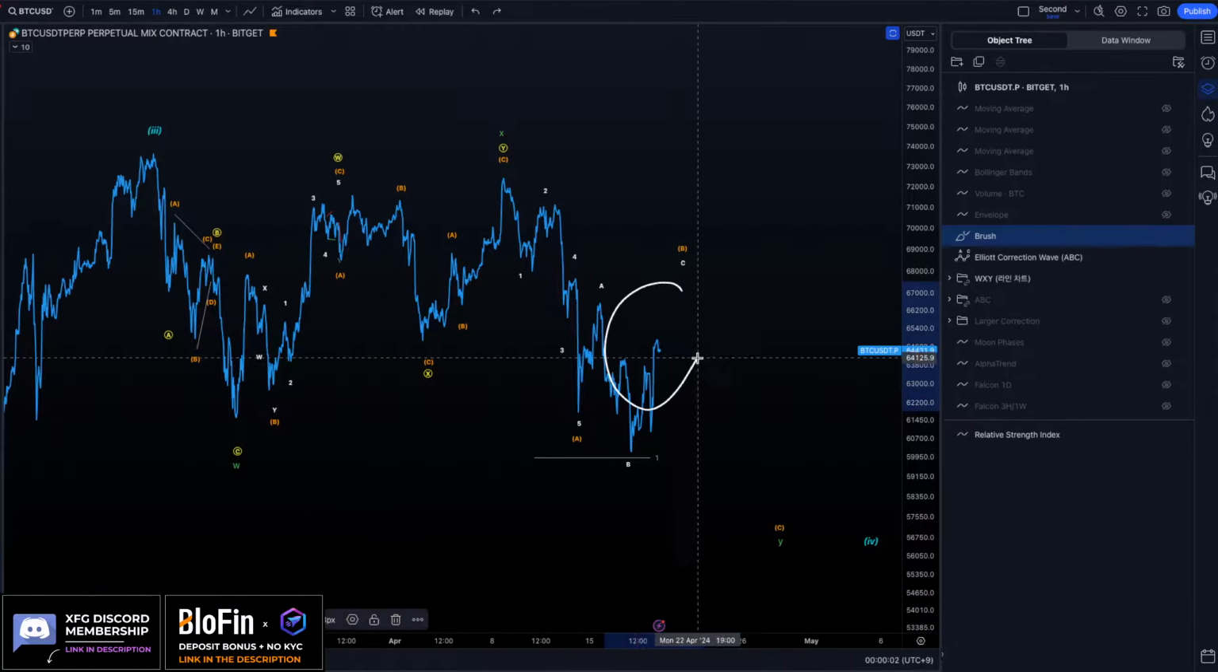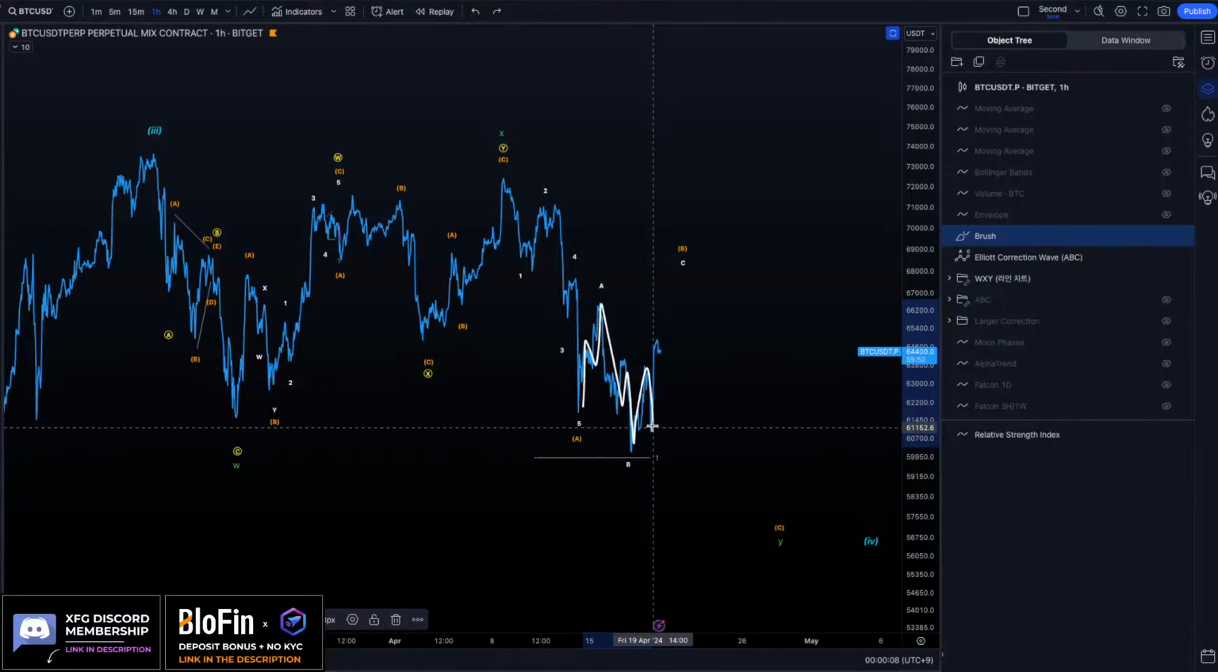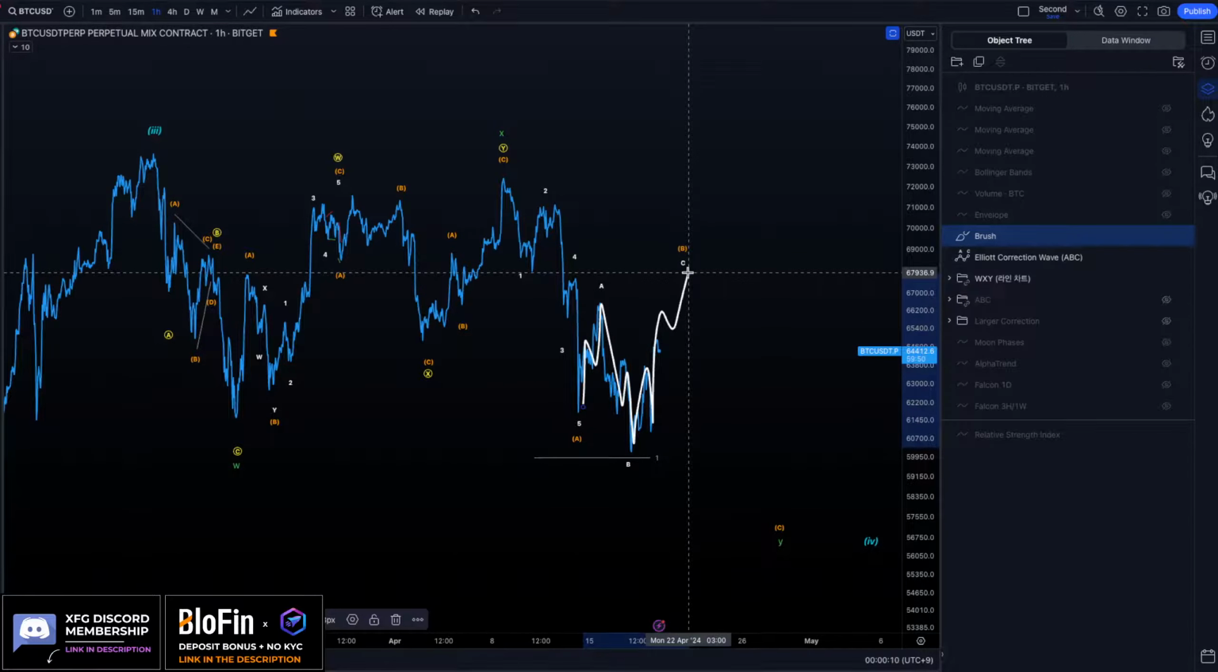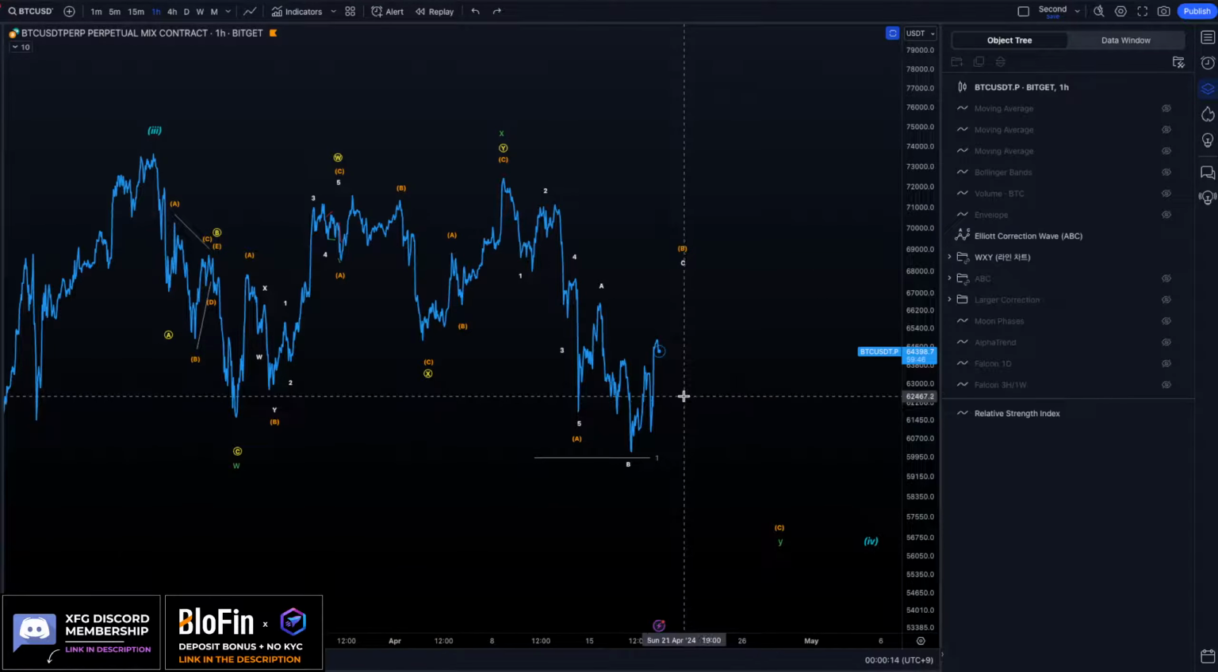Now, what is the variation on how we can create this? Again, we have a three-wave move. Whether this is the beginning of a 1, 2, 3, 4, 5, absolutely possible we create some kind of expanded variation within a B wave move.